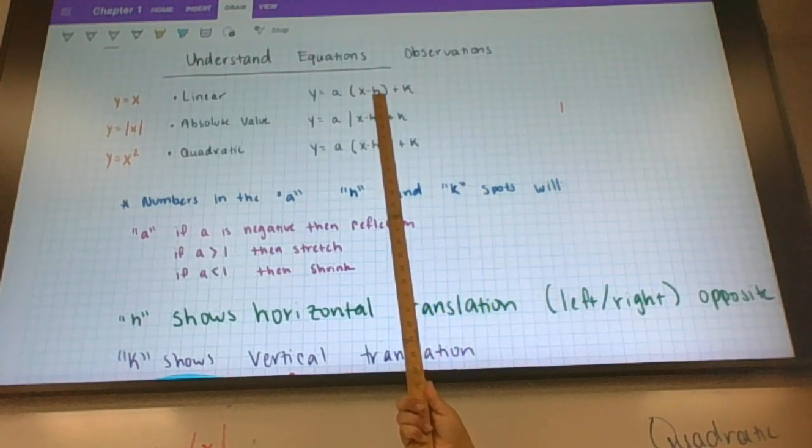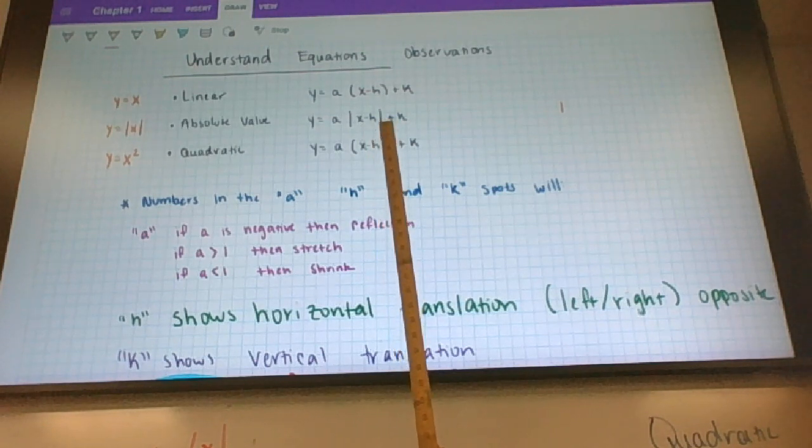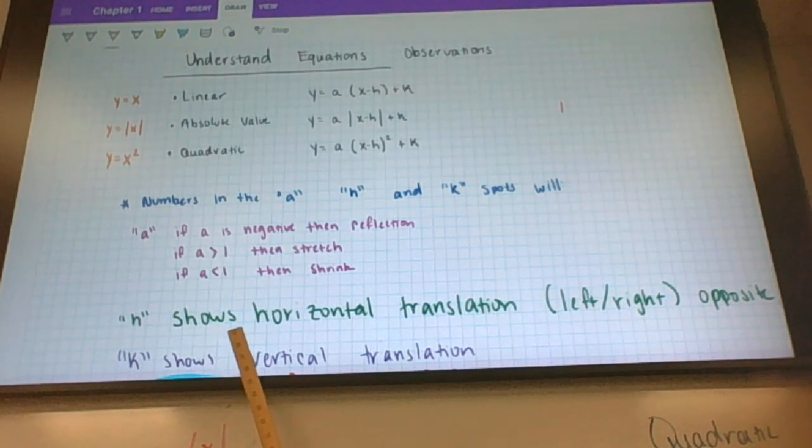A number present here in parentheses or here in the brackets or in a quadratic in parentheses, that's going to do a horizontal translation of the graph. That's going to move a graph left or right. And the weird thing about the h value is it's going to move opposite of how it looks. And when you see that in a picture, that's going to make more sense to you.